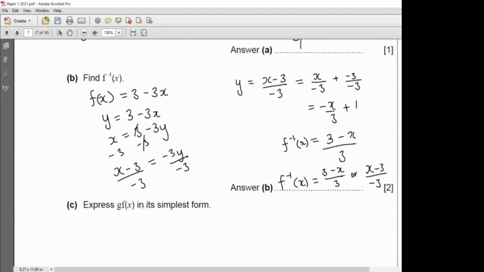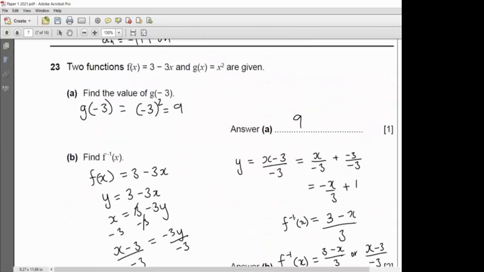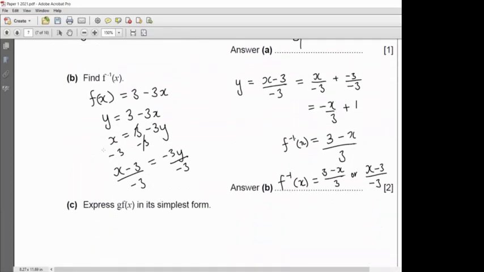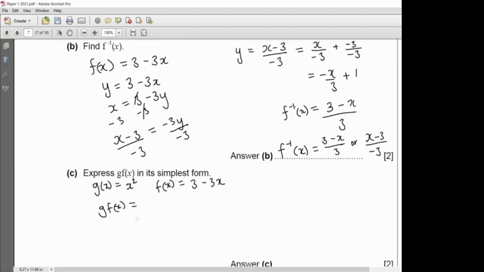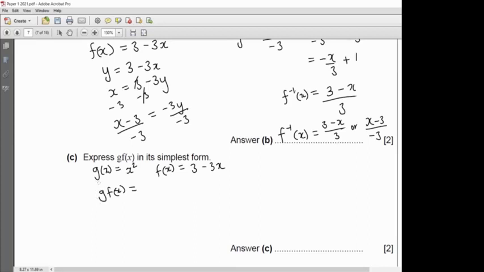Then g of f of x. Now g of f of x, here I believe they mean the composition of f and g. So I just need to write down what g of x is. G of x is x squared, and f of x is 3 minus 3x. Now g of f of x means that instead of putting x into g, you are going to put f of x. So this is g of 3 minus 3x.